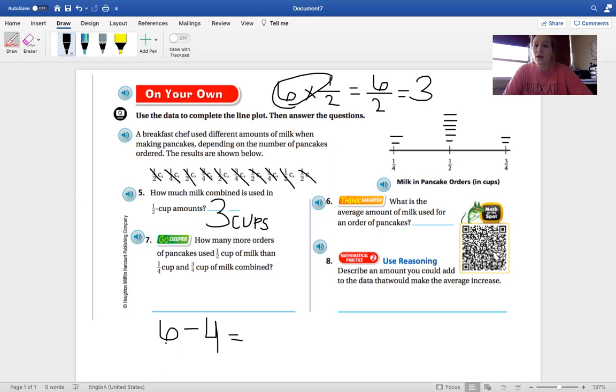Well, if 6 orders used half cup and 4 orders used 1/4 or 3/4, then I know that 2 orders used half cup more than the others, right? There were 2 more orders that used a half cup of milk than either a fourth or 3/4. So our answer would be 2 orders.